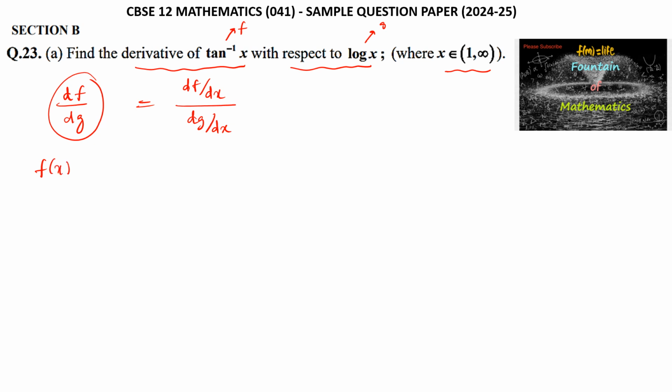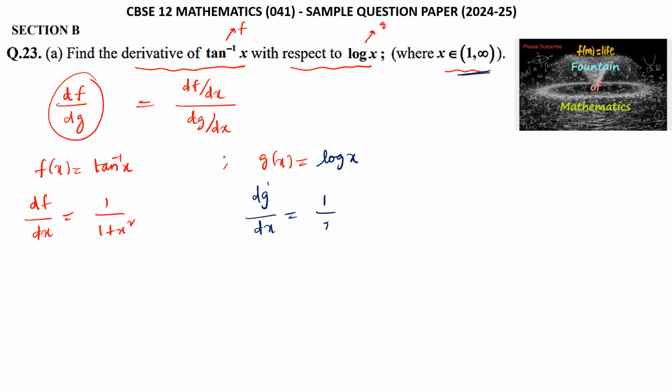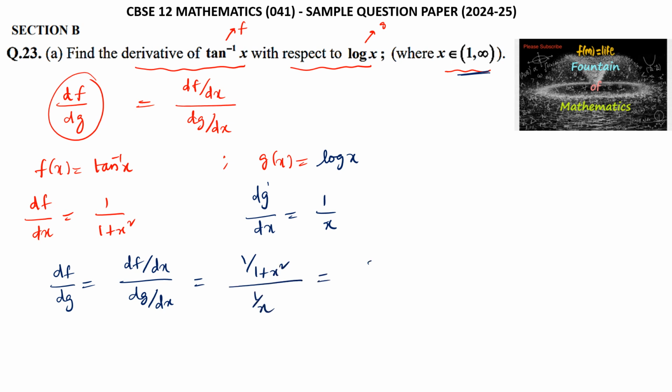So let f of x is equal to tan inverse of x. So differentiating, df by dx is equal to 1 upon 1 plus x square, tan inverse x differentiation. And similarly g of x is equal to log x for x is greater than 1, and g dash of x, that is dg by dx, is equal to 1 upon x. Now df by dg is equal to df by dx upon dg by dx, that is 1 upon 1 plus x square divided by 1 upon x. So we get x upon 1 plus x square as the answer.